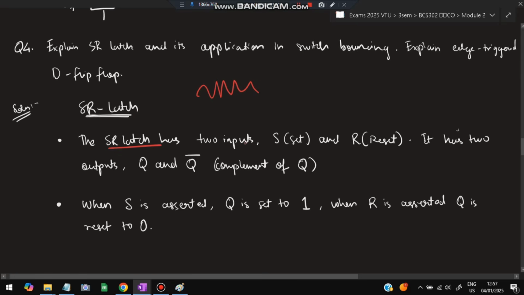Okay, so SR latch has two inputs. How many inputs are there? Two inputs, S and R. S means set, R means reset. It has two outputs, Q and Q bar, the complement of Q. So there will be the Q output, and whatever the output of Q was, it will get reversed in Q bar. When S is asserted, Q is set to 1. When S becomes true, Q will become true. When R is true, at that time it will get reset, so Q's value will become 0, and Q bar will become 1. Q bar will become 1, Q is equal to 0. It is the reverse of this.